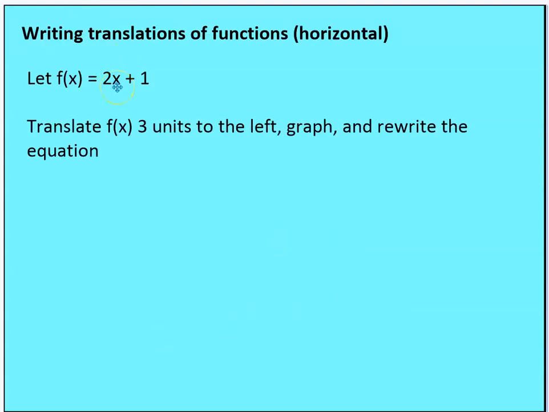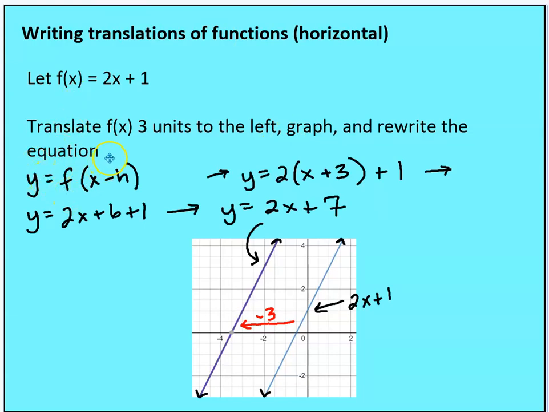So I'm going to take that same example, f of x is equal to 2x plus 1, and I'll translate 3 units to the left, graph, and rewrite the equation. So I have y is equal to f of x minus h, and then I'm going to shift by 3 units to the left, so this becomes a plus 3, so I'm going to write y is equal to f of x plus 3, and then of course I have outside of the function of x here with x, I add plus 1 here, and then I distribute the 2 and combine like terms, and I end up with y is equal to 2x plus 7.